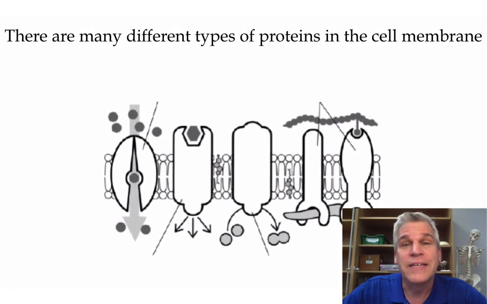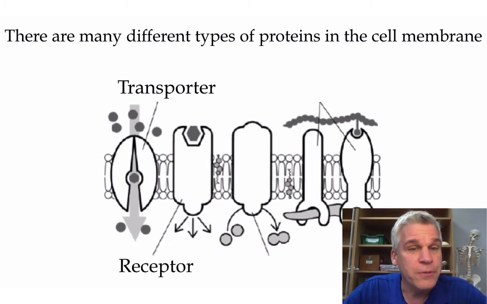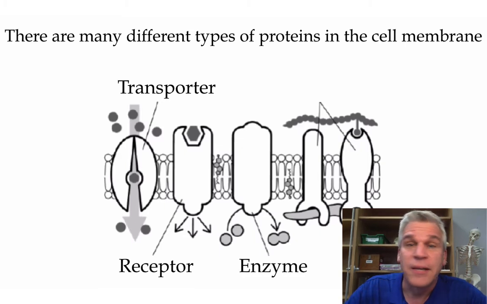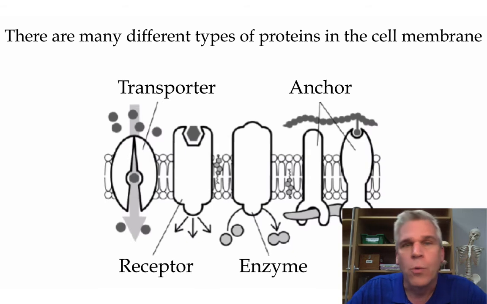Now remember, there's many different types of proteins that can be found embedded in the cell membrane. One type are transporter proteins. So this would be things that molecules can move in and out of the cell through. But there are others, like receptors on the cell membrane. We'll talk about those later on this year. Some act as enzymes. Others act as anchors so that they can connect one cell to another cell. So there's lots of different types of proteins. We're going to be focusing on the transporter ones in this video.